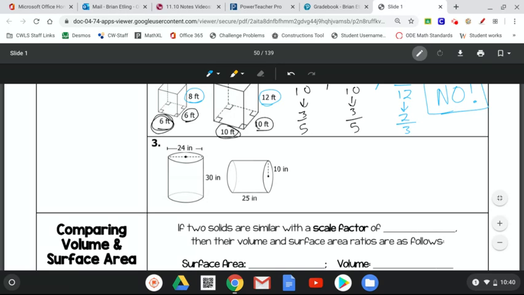All right, so for this, 24 is a diameter. So for me, in all the volume and surface area formulas, I'm just going to find the radius of that cylinder. So the radius of that is going to be 12. So 12 is the radius of the big cylinder. So 12 matches up with 10. So it's going to be 12 over 10.